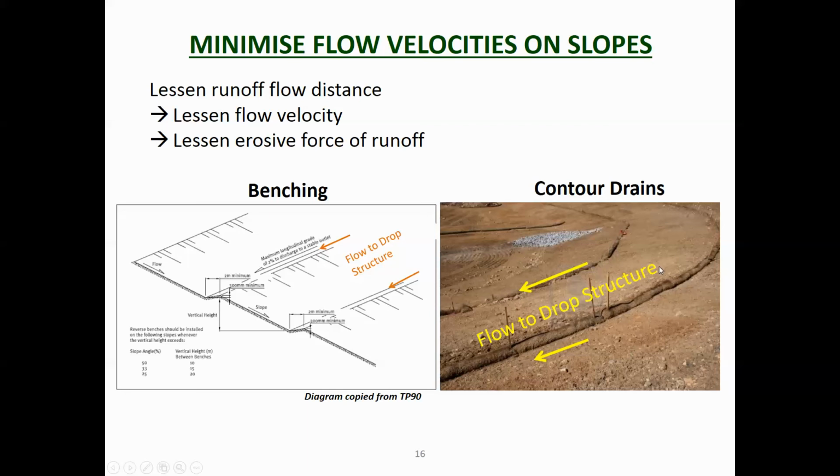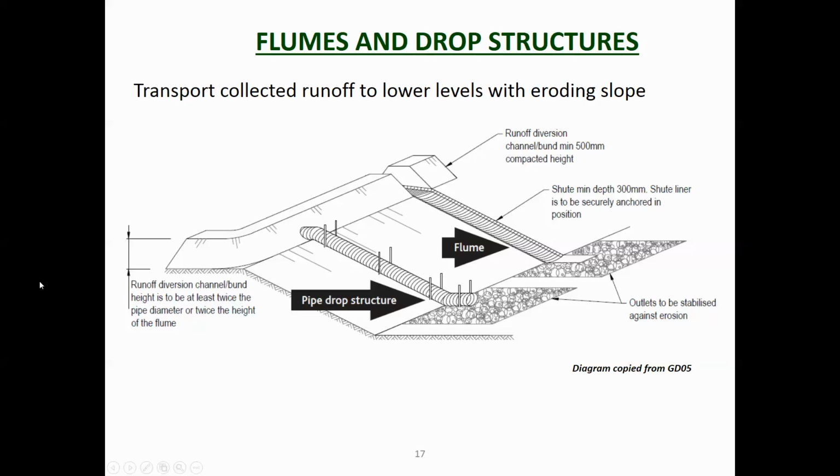Another version of this is contour drains. So you can dig little trenches around the site, or in this case they've used some filter socks. It does the same thing, it diverts the flow around to a drop structure. So what you're doing there is lessening the distance the water flows, and then you're diverting it to one of these things, which is a flow structure.